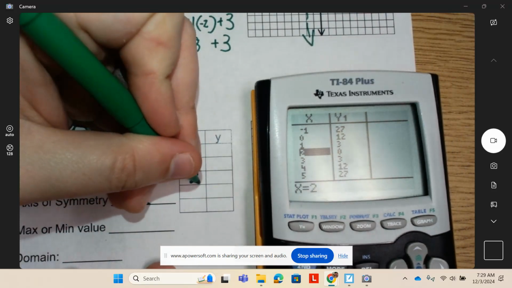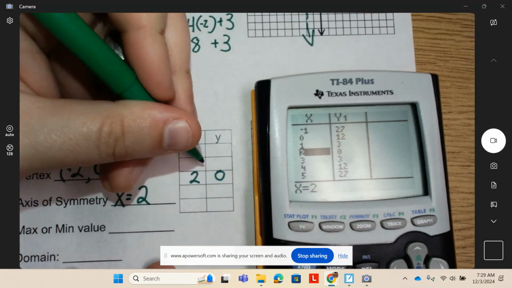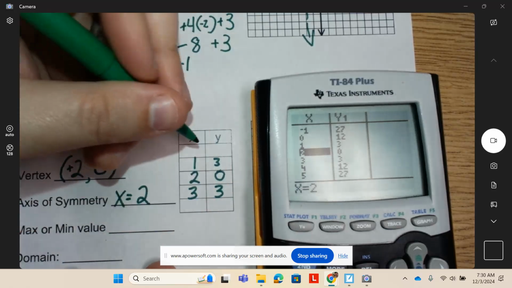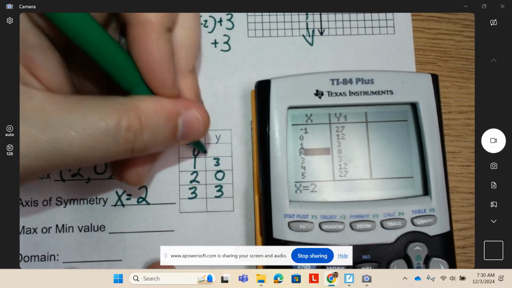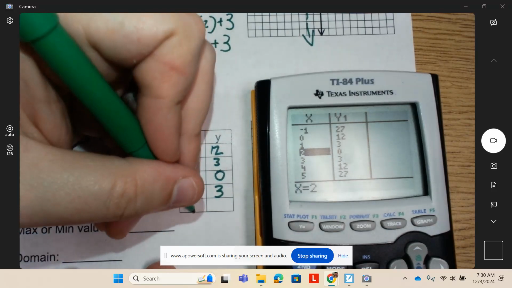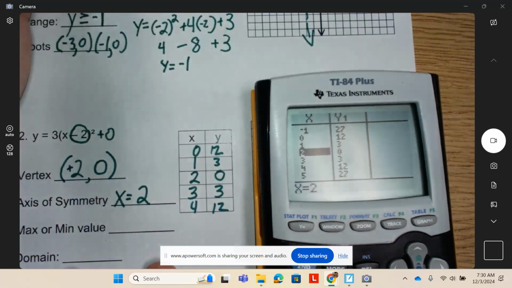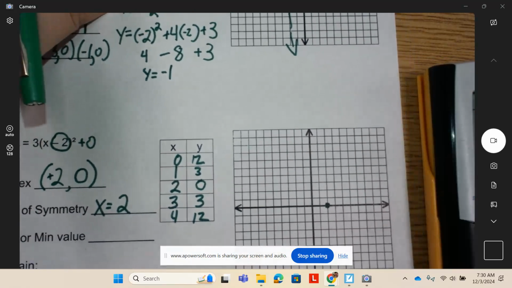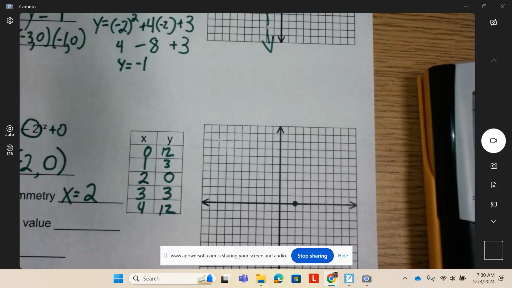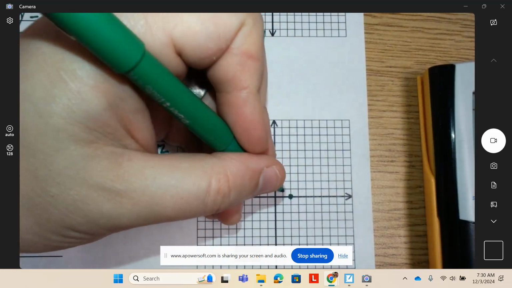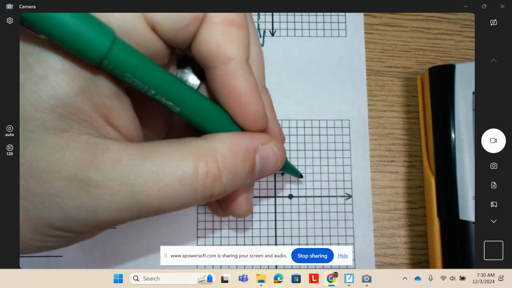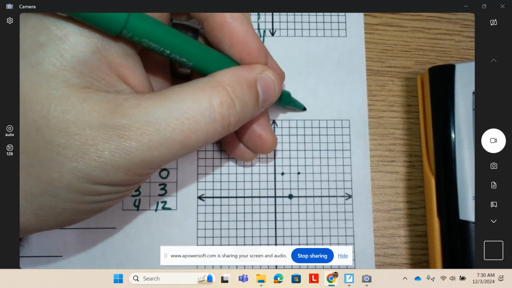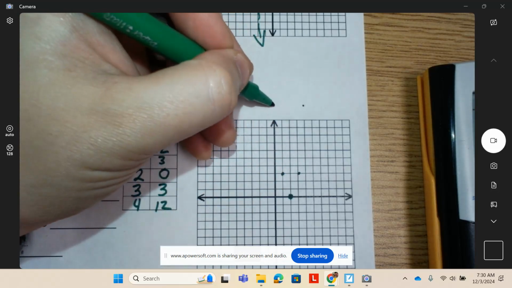So I've got 2, 0, 1, 3, and 3, 3. And if I go to 0, it's at 12. So it doesn't really help me from a graphing standpoint there. So on my graph, the only other points I can really put would be 1, 3, and 3, 3. And I just keep in mind that at 4, it's going to land somewhere up there.